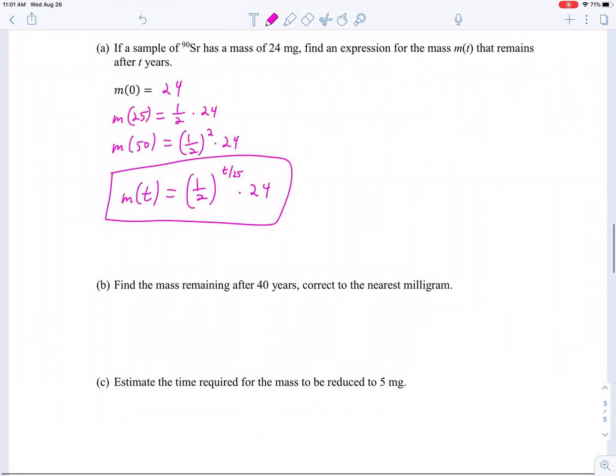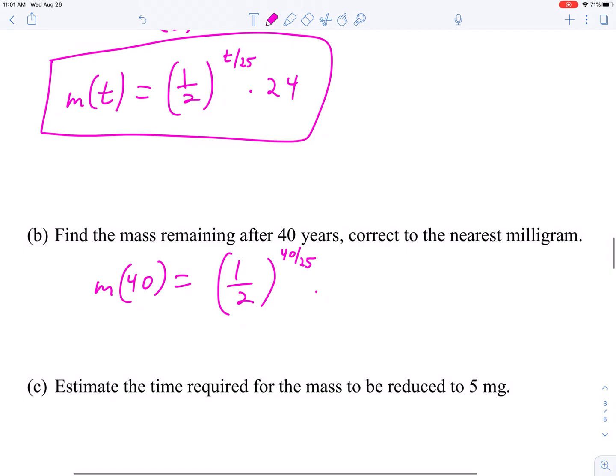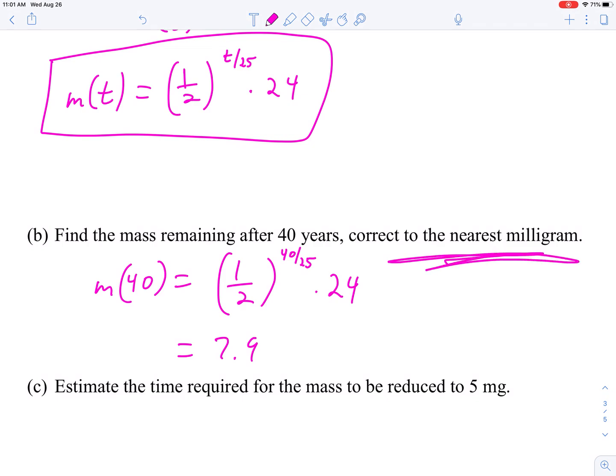For example, part B here. Find the mass after 40 years. All right, so mass at 40 years. 40 is not a multiple of 25. So we would do 1/2 to the 40 over 25 power times that original 24. And again, be careful when you type this into your calculator. Make sure you're observing PEMDAS. Now, if you plug that into a calculator, you'll get something like 7.9 milligrams, but here it says to the nearest milligram, so that would be 8 milligrams. And this is a word problem, so make sure you put units on it.